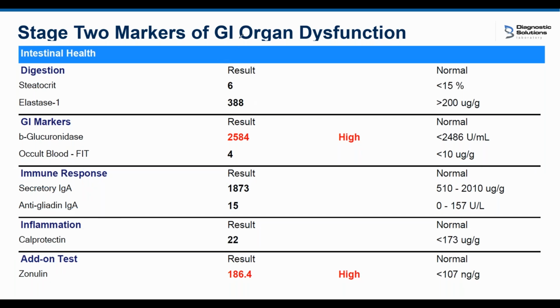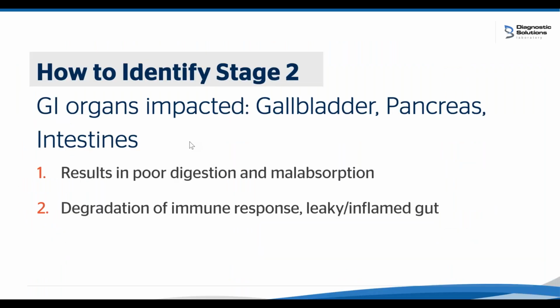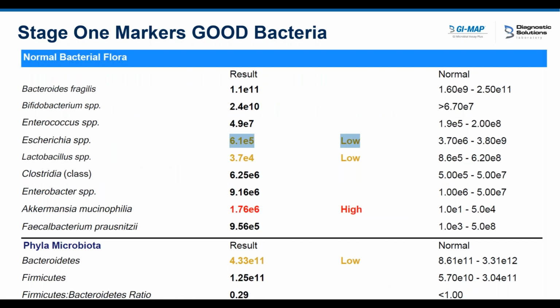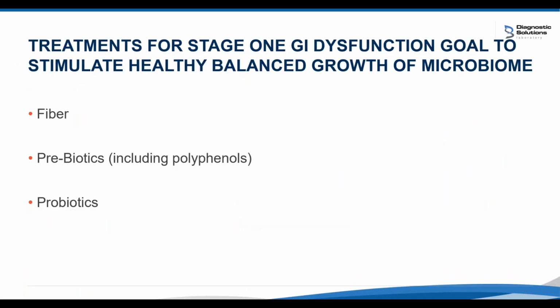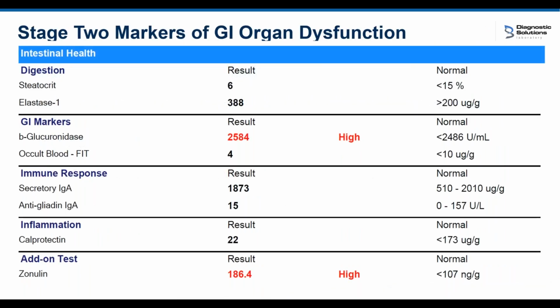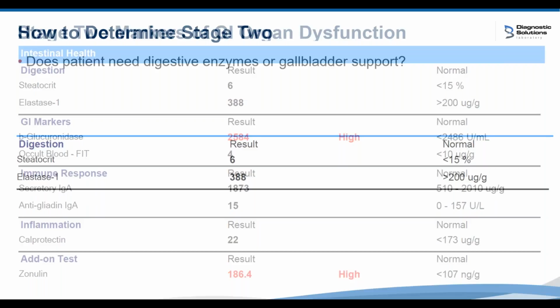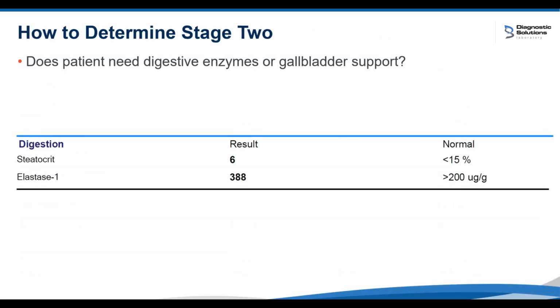So these markers here under intestinal health will let you know if there's organ involvement. Again, steatocrit for gallbladder, elastase for pancreas, secretory IgA and calprotectin let you know about the intestinal tract lining. So it's an easy way to find if these are stage 2 markers. So what would you do when you first get one of these tests? You look at the commensal bacteria, the normal bacteria. How's that microbiome? Doesn't look so good. You then look at these markers here. You're like, how's the organ system doing? Oh, that doesn't look really good either. Okay, now you're off and running to determining what you actually might want to treat.